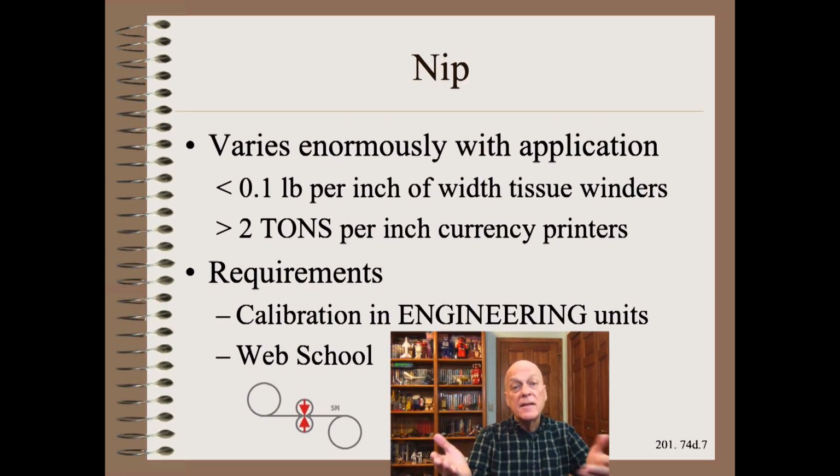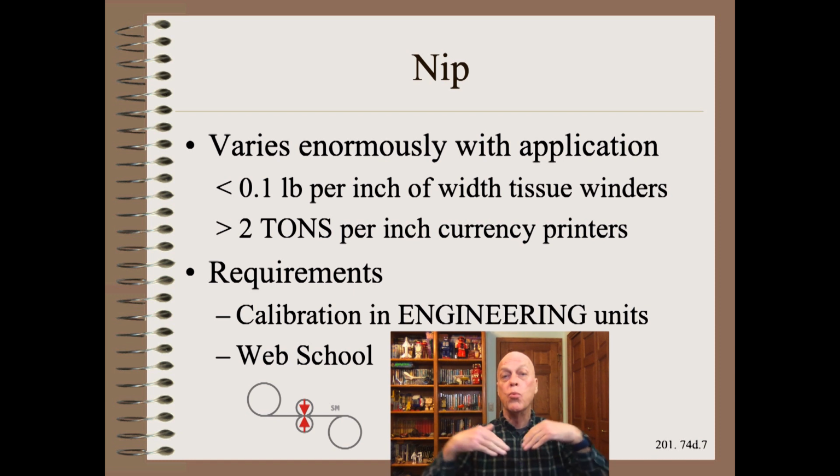In many ways, nip is similar to tension in that periodic calibration is also needed here, and also in engineering units instead of machine particular units. However, nip calibration must also include measurements of system friction. We show how to do this in my web school and on this All Web Handling channel of YouTube.